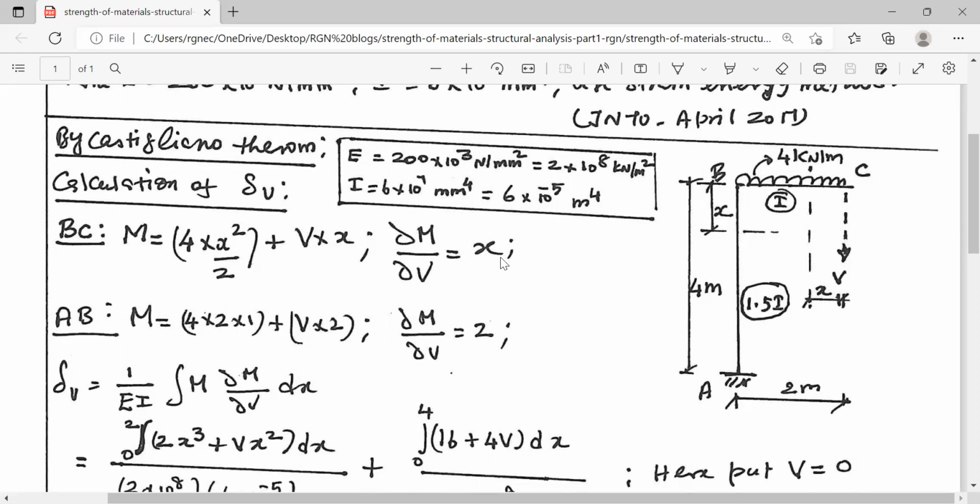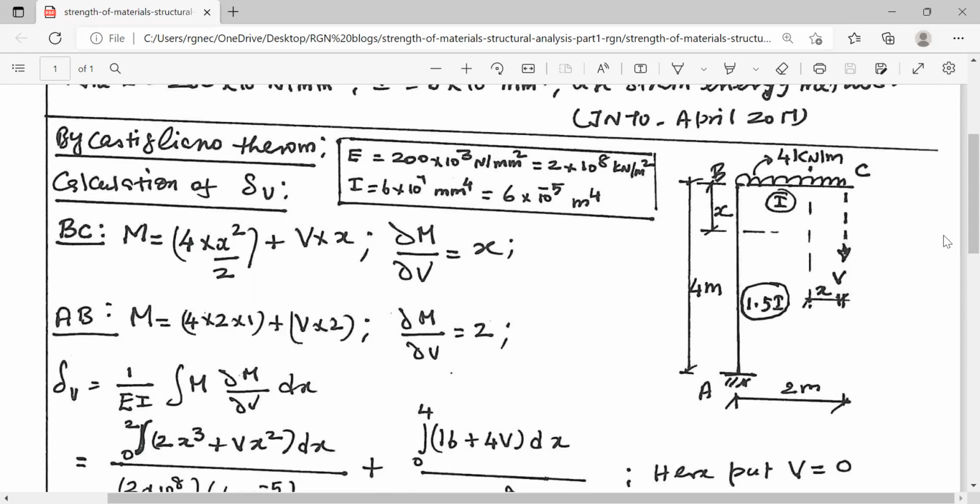Similarly, we have to write down the expression for bending moment for AB. The total uniformly distributed load is 4 into 2 kilonewton. It is acting at a distance of 1 meter from this arm. So for the entire length of BA, the lever arm is 1 meter. It remains constant. 4 into 2 into 1. B is the reference point, and we have to carry out the integral for B to A.